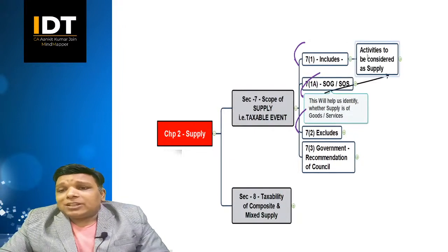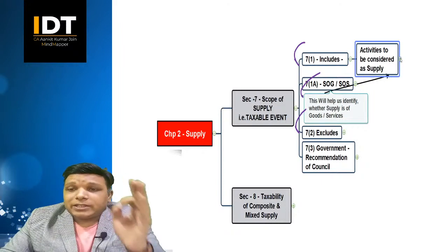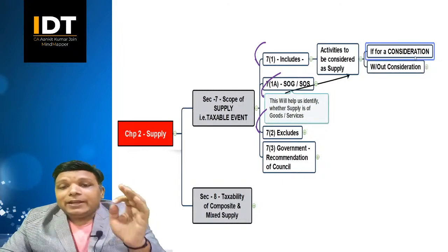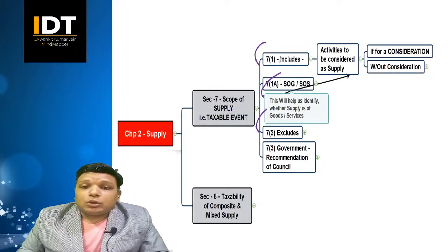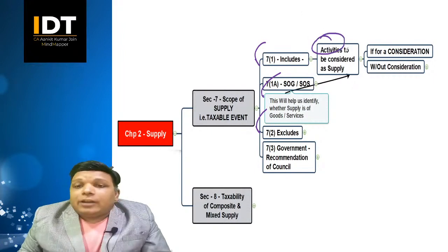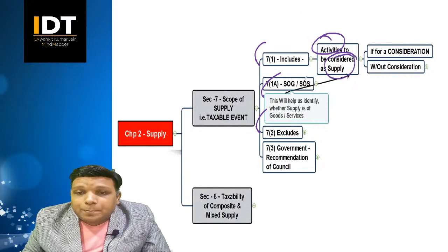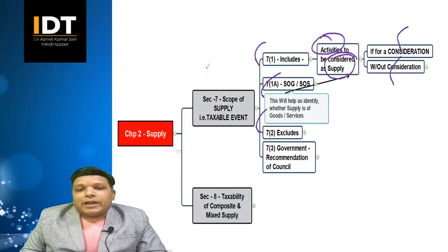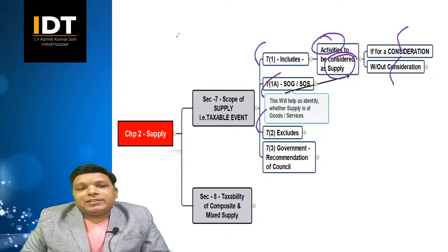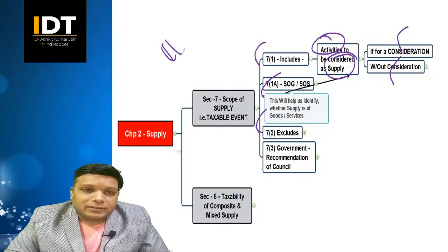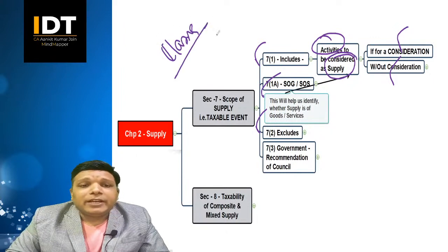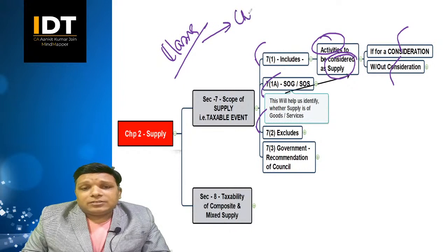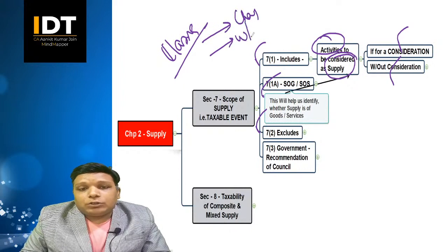Includes ka matlab activities to be considered as supply, right? That means what does section 7(1) include? Those activities which will be considered as supply, correct? If for consideration or without consideration, right? So there can be activities, suppose if I am taking classes or if I am giving certain training, so I can charge fees or I can give without fees also, right?